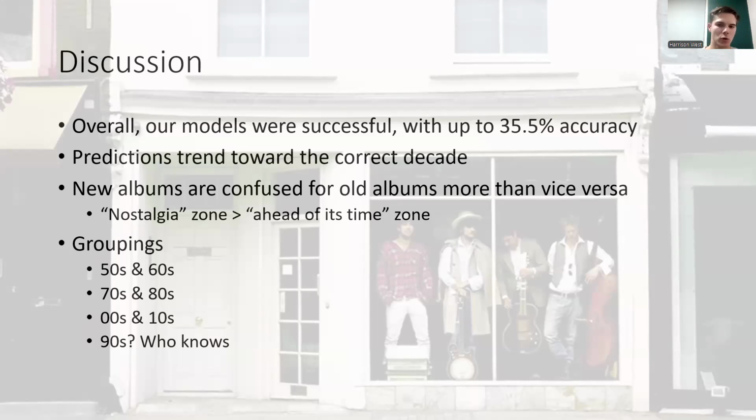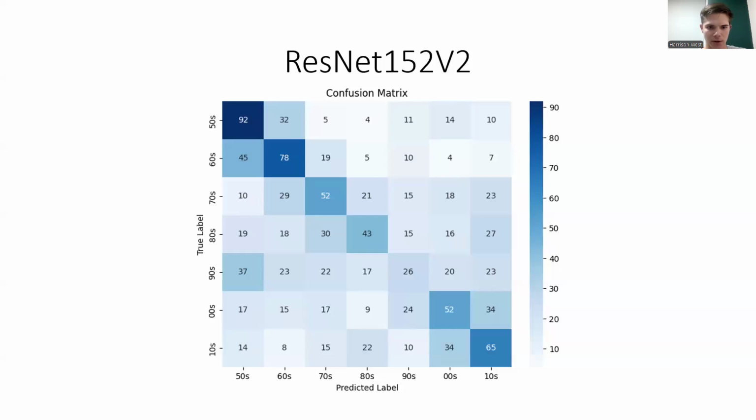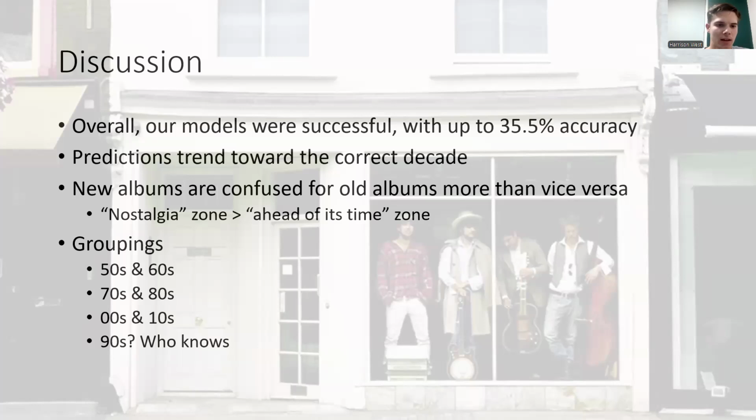The predictions trend toward the correct decade. We just talked about that, right? So we see a lot more activity around that center diagonal. And then new albums are confused for old albums more than vice versa. And so I'm going to nickname this the nostalgia zone is greater than the ahead of its time zone.